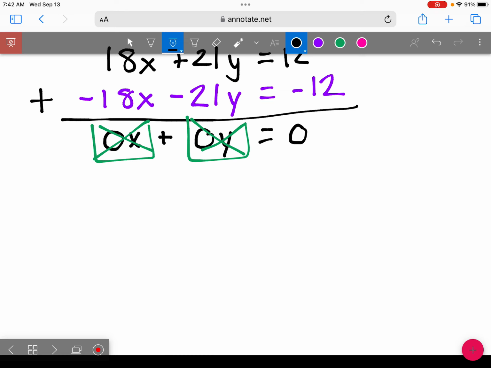So what's left on the left side? Just a plus. Oh, I don't just put a plus. So if there's nothing left, what are we going to put? 0.